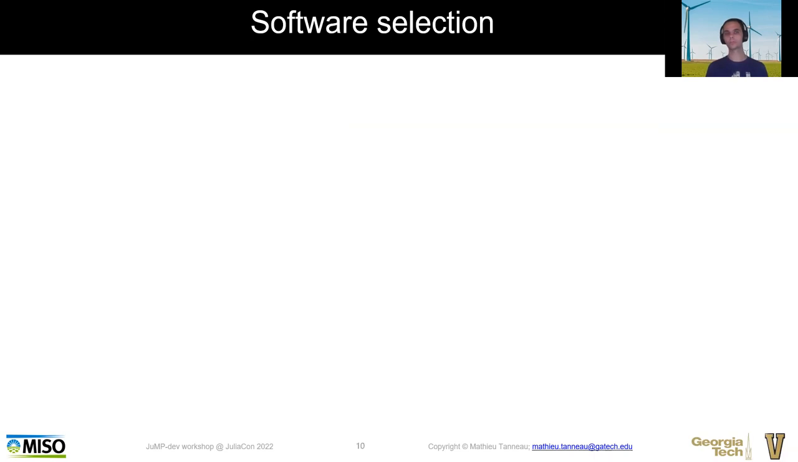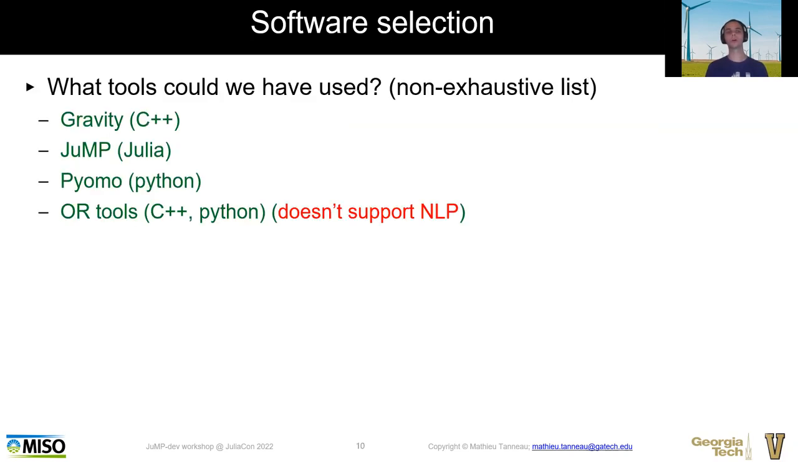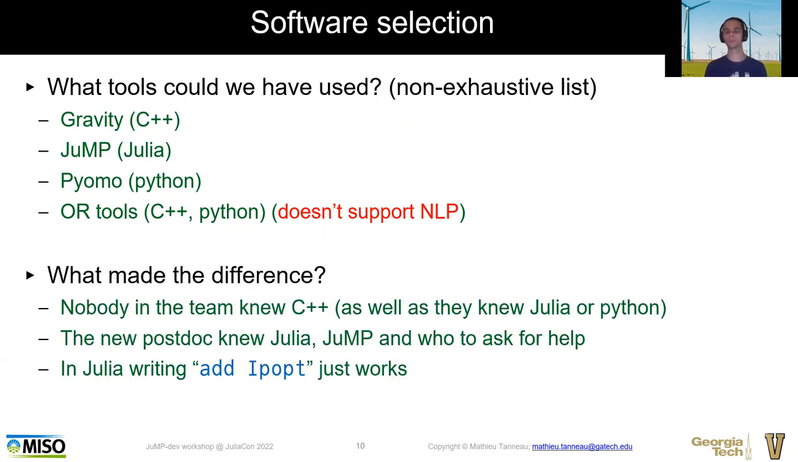So what tools could we have used if not JuMP? Well, we could have written our code in C++ and used either Gravity or OR-Tools. The only issue with OR-Tools being that it does not support nonlinear programming. If we had chosen Julia, we would have chosen JuMP. And if we had chosen Python, then Pyomo would be the most popular choice for a modeling layer in Python. So what made the difference? What was the main criterion that we chose?